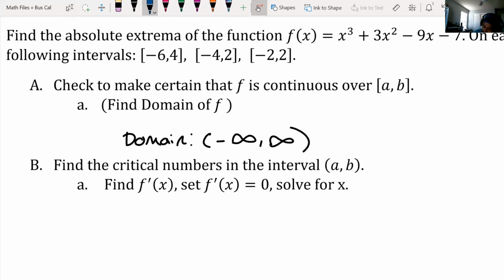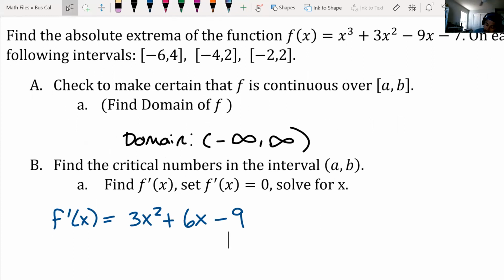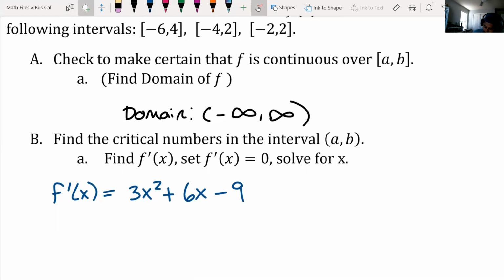So with that being said, take the derivative, f prime of x. We get 3x squared plus 6x minus 9. Then set it equal to 0 and solve for x.